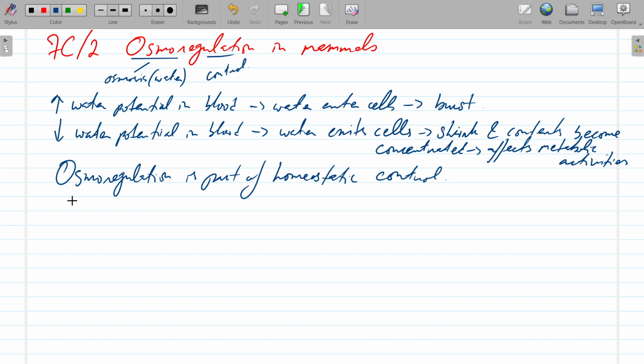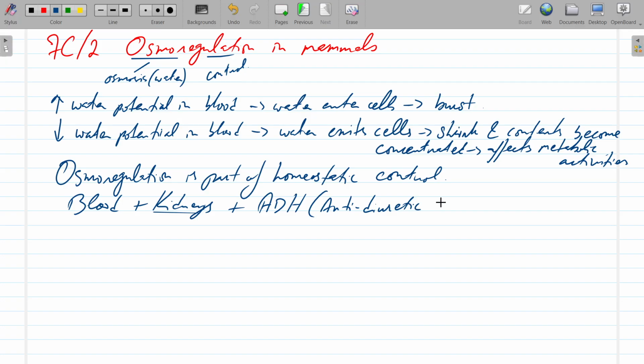It involves the blood and the kidneys primarily, and the hormone ADH. Saying the hormone ADH is kind of redundant, because ADH means antidiuretic hormone. Oh, by the way, even though we're not talking about ADH in detail, how it functions, that's the next chapter, so that's 7C3.